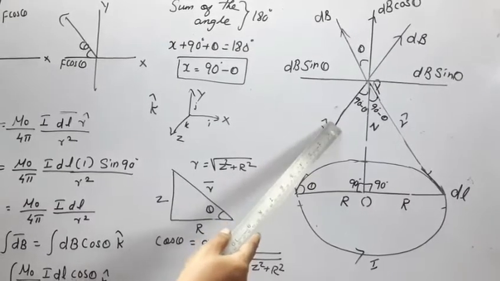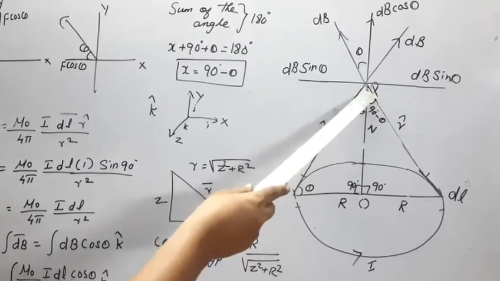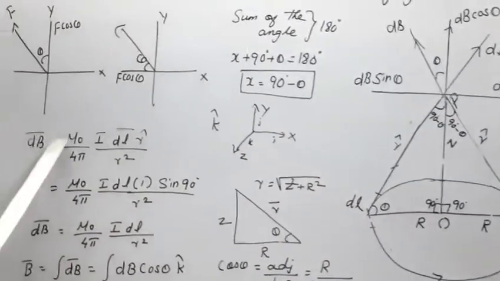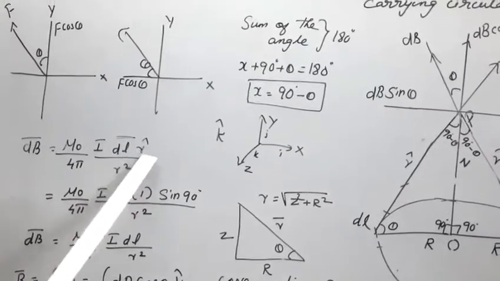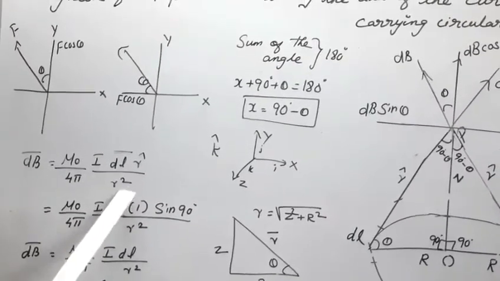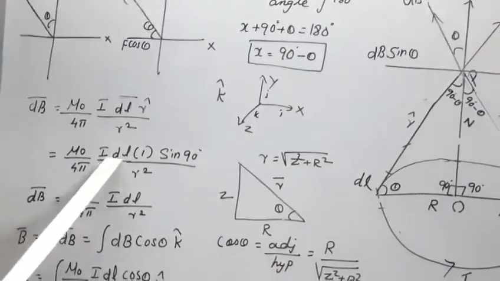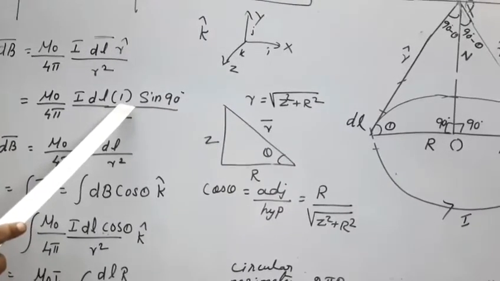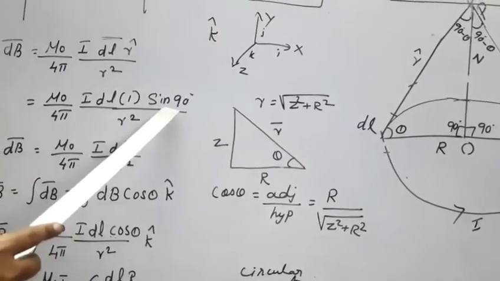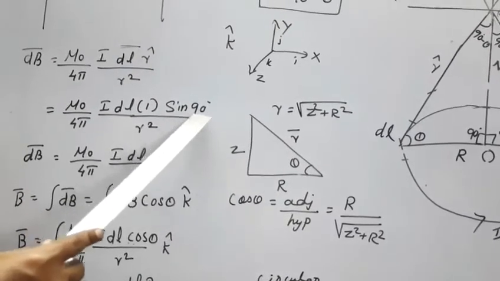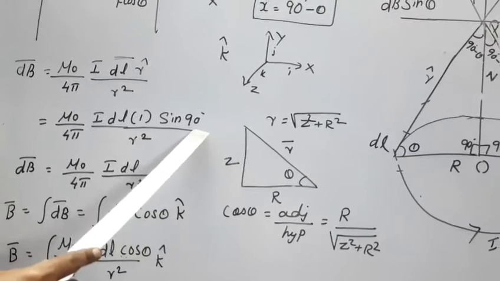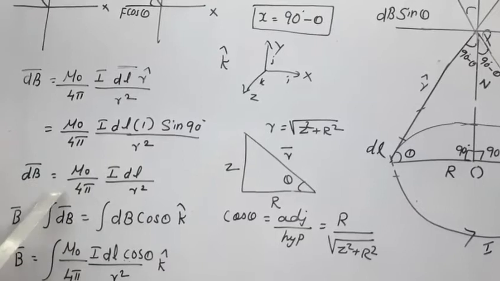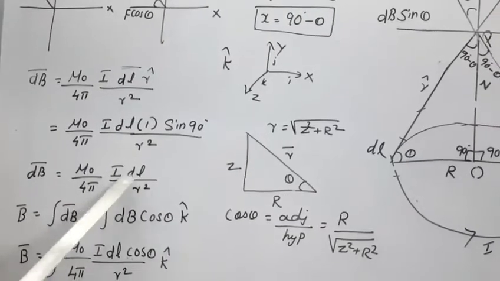Now we can apply the Biot-Savart law to calculate the magnetic field at the point P. Therefore, dB vector equals mu naught by 4 pi, I dl cross r cap, divided by r square. Here we can write dl only, because we have to calculate the magnitude, and the r cap vector magnitude is 1. After that we take the sin theta value, theta is 90 degrees here, sin 90 is 1, divided by r square. Therefore, dB equals mu naught by 4 pi, I dl by r square.